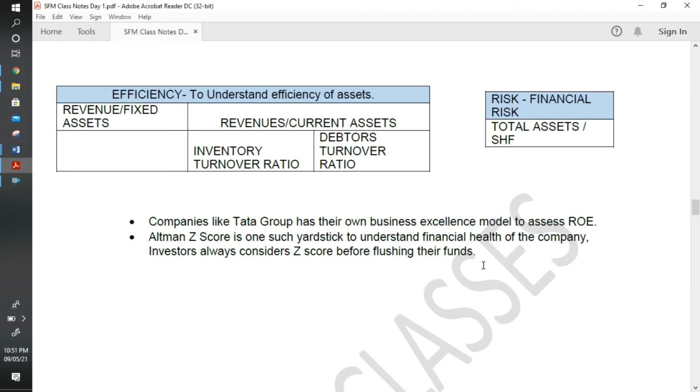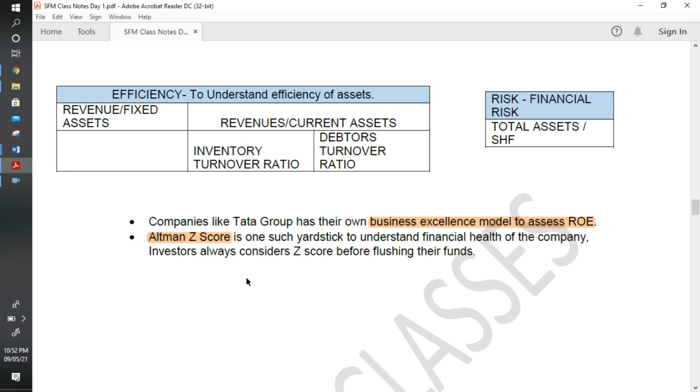And same as the DuPont model, companies like Tata Group have their own business excellence models to assess the return on equity. So many companies in the world develop their own models in order to analyze the return on equity. And there is one more thing which is considered a yardstick to understand the financial health of the company. That is nothing but Altman's Z-score. So Z-score is one score which is analyzed by the investors before putting their funds into the company.